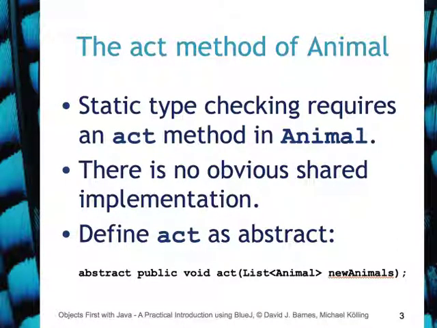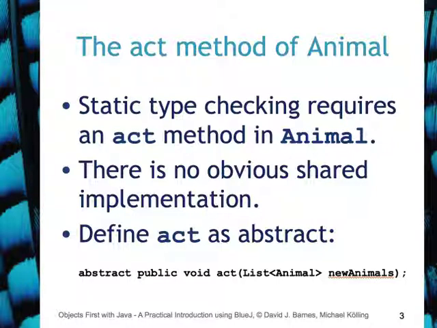So we have a problem. Static type checking requires an act method in animal for the update method in simulator to call. But there's no obvious shared implementation, since foxes hunt and rabbits run, and there's not really much common code between those two.